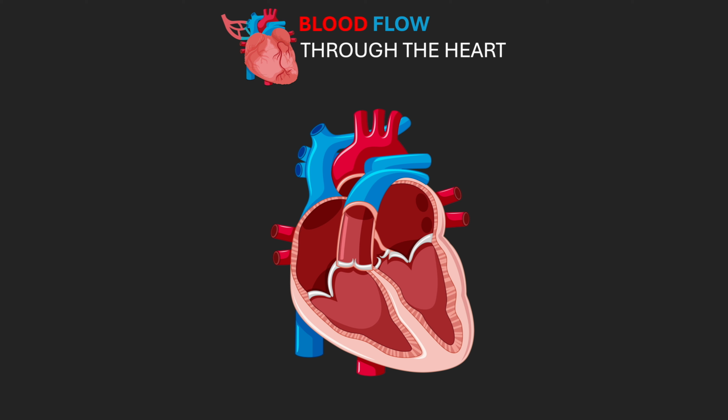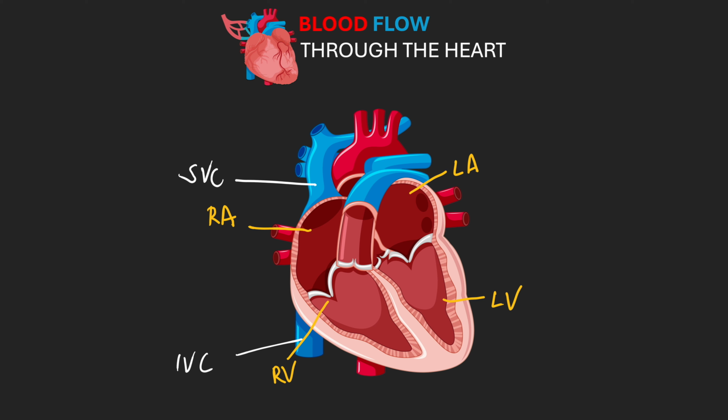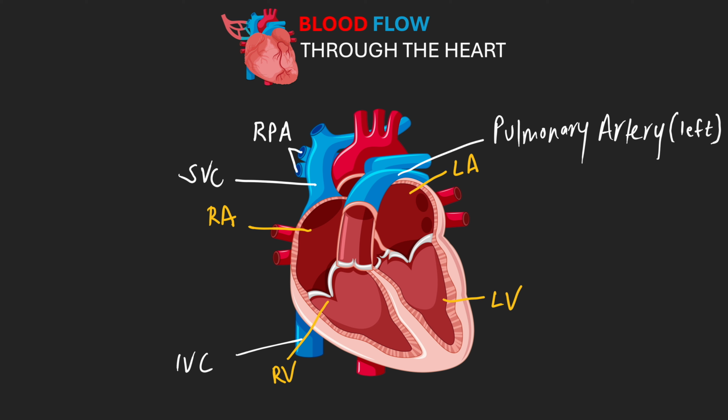First, we will label our chambers. So we have the right atrium, the right ventricle, the left atrium, and the left ventricle. Then let's label the vessels. So you have superior vena cava and the inferior vena cava. After that, you have here pulmonary arteries, and this is the left pulmonary artery, and the pulmonary arteries take the blood from the right ventricle into the lungs. Simultaneously, the RPA stands for right pulmonary arteries.